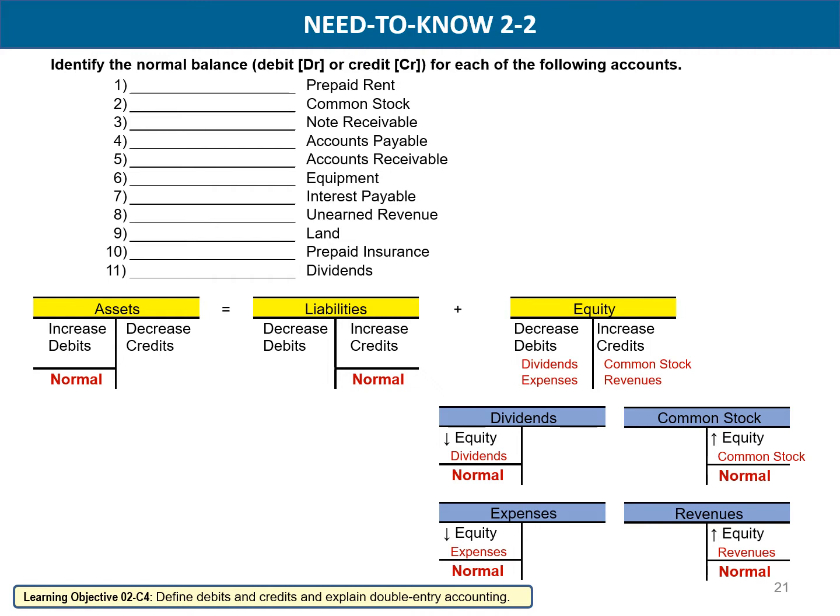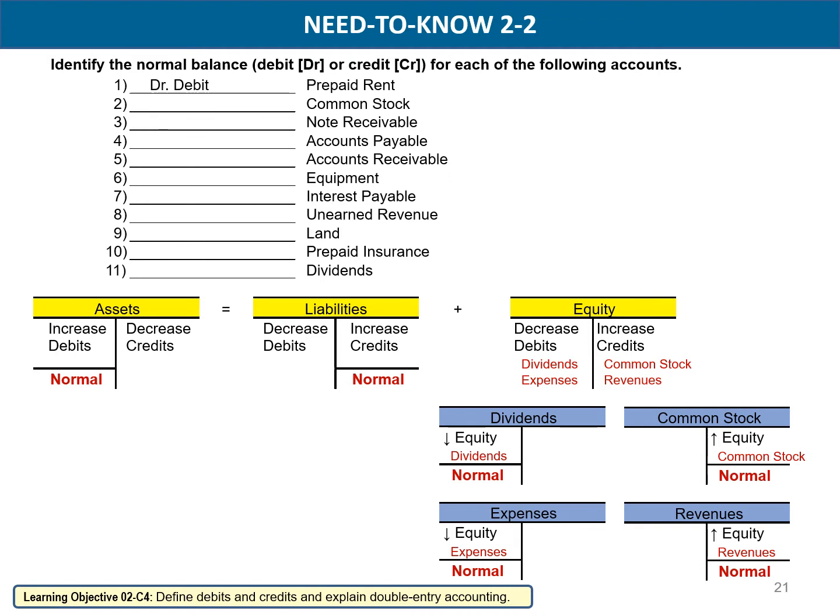Okay, so let's go through number one. So number one, first of all, we should identify what type of account it is. Is it an asset, a liability, or an equity account? It has one of those key words in it, right? Prepaid. We said whenever we saw the word prepaid, what type of account is that? It's an asset, right? And so in order to increase an asset, what do we do? We debit, which also means that an asset has a normal balance of a debit.